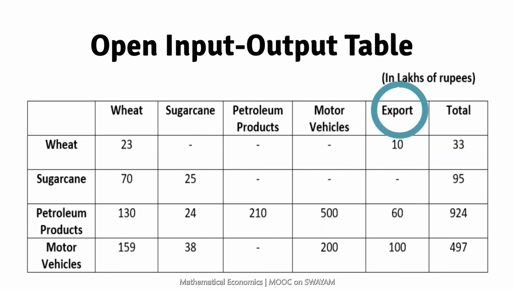The export column is the amount worth of the products that are to be exported. The total column gives the total output of each of the products, that is the sum of the inter-industry use plus the exports. Pause the video and add the inter-industry use with the export separately for wheat, sugarcane, petroleum products, and motor vehicles. The inclusion of exports or final demand distinguishes an open input-output table from a closed input-output table.